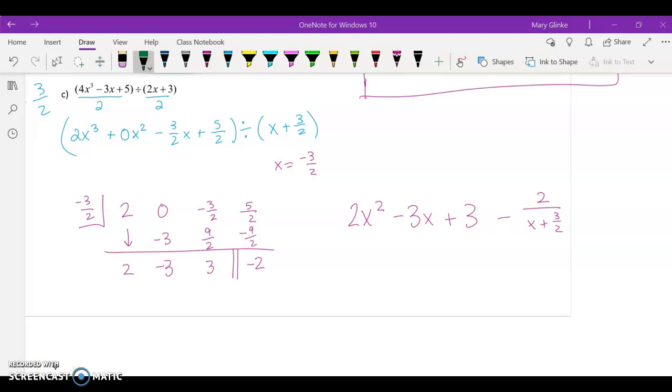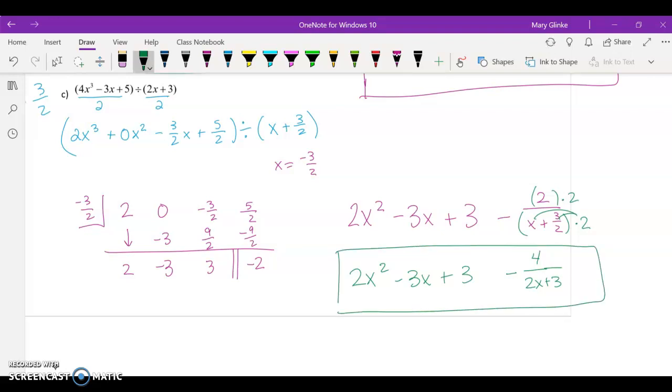So what we need to do is take this last part, just the remainder, and make it look like that format, dividing by 2x plus 3. If we multiply the numerator and denominator by the same number, we're in essence multiplying by 1 and not changing the value, just changing the way it looks. So when we do that, the numerator becomes a 4, and the denominator, when we distribute it, becomes 2x plus 3, thus making it our divisor from the beginning. So our final answer for this should be 2x squared minus 3x plus 3 minus 4 over 2x plus 3.